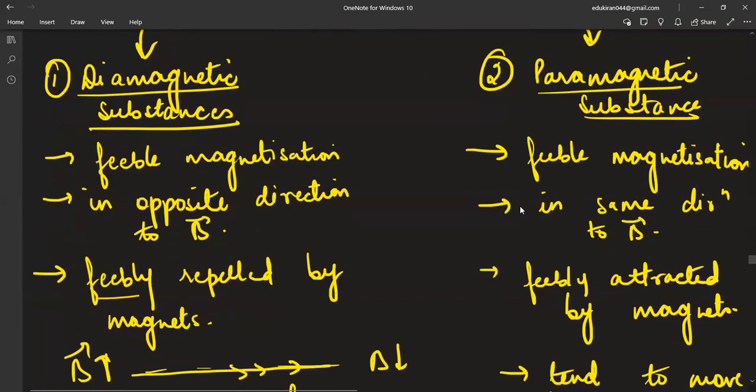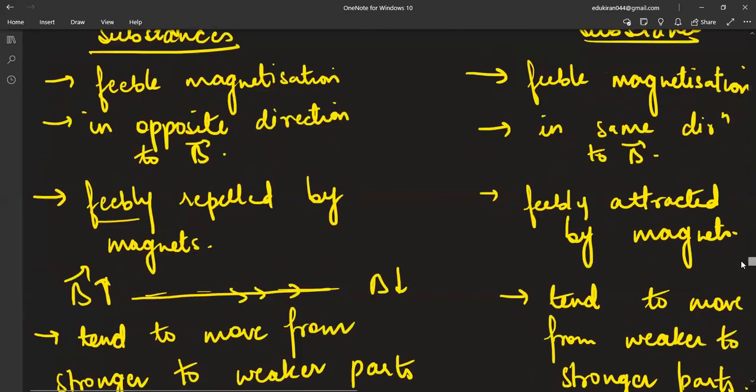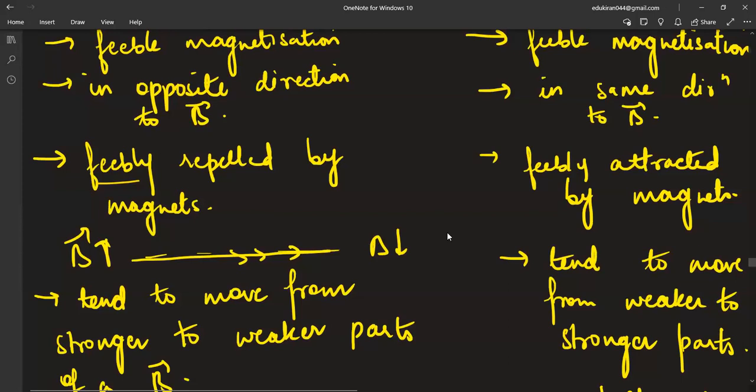So diamagnetic substances have weak magnetization. And whatever is the direction of magnetic field, their magnetization will run in opposite direction. And they are feebly repelled by magnets. Third point, this means they are weakly repelled by magnets. If you bring them in a magnetic field, they repel; they are feebly, weakly repelled by magnets. Now, where will the magnetic field lines travel? It will travel from stronger magnetic field lines to weaker magnetic field lines. These are weakly repelled by magnets.